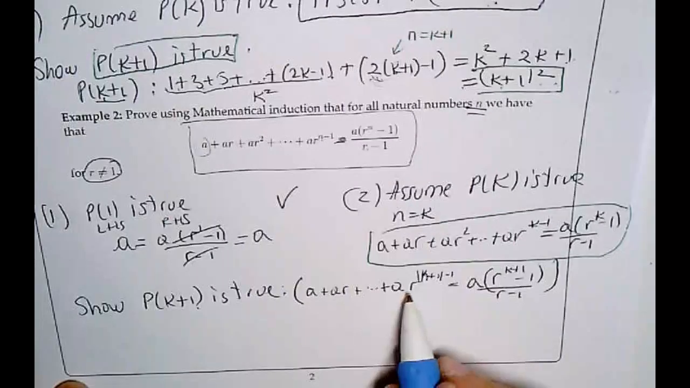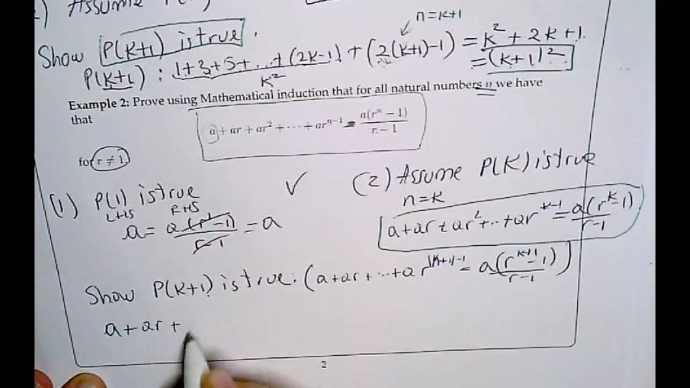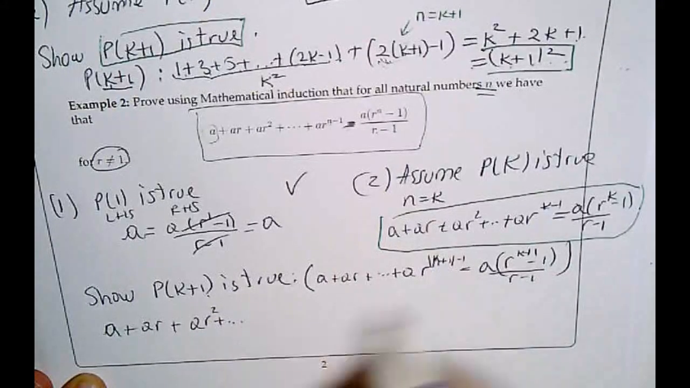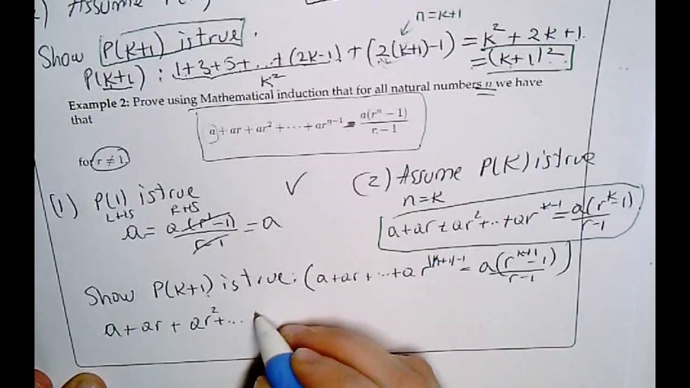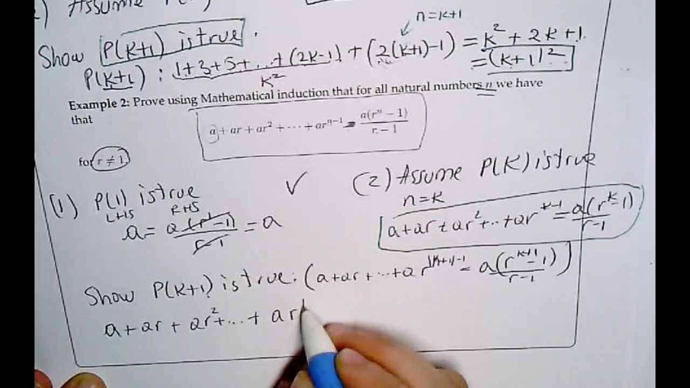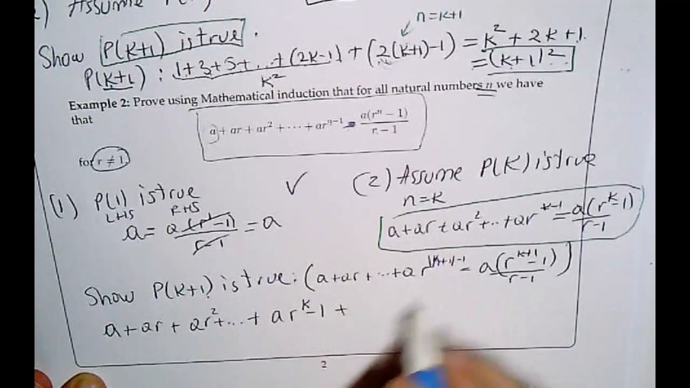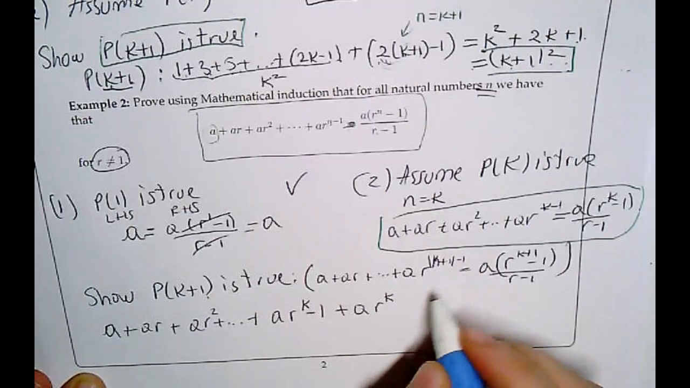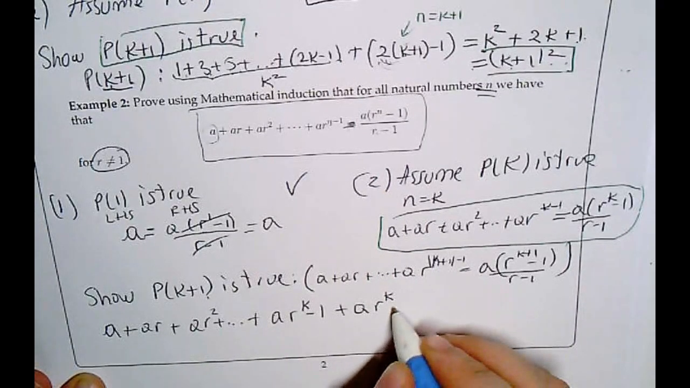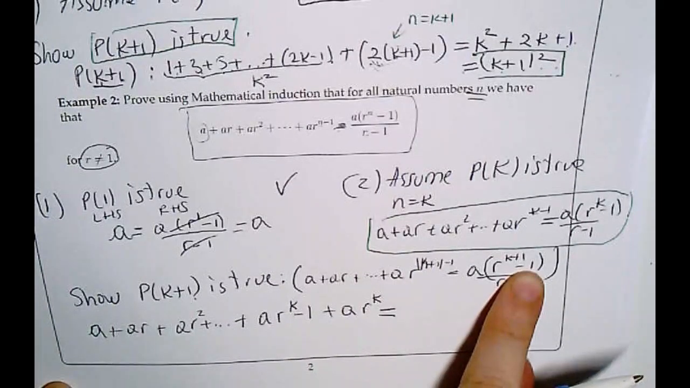So I'm going to start with the left hand side. A plus ar squared plus, I'm going to write the term before k plus 1. So the term before k plus 1 is ar to the k minus 1, and then plus this one. K plus 1 minus 1 is just r to the k. Okay, so I'm going to calculate what this is. And I'm hoping to show that it's equal to that.